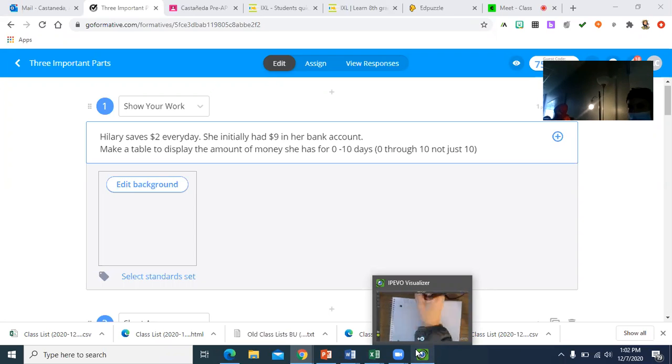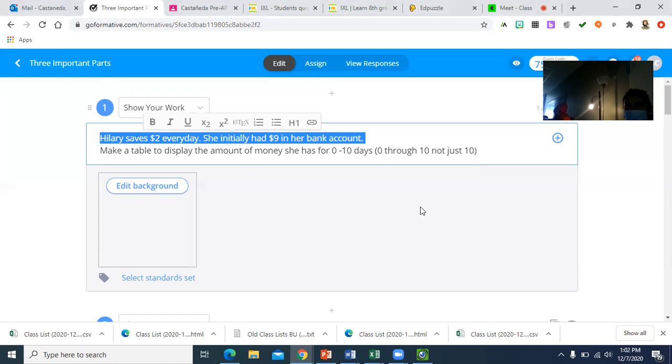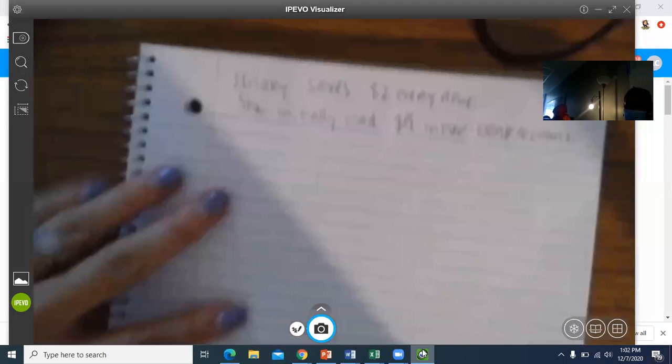Can you see, Francine? Can you copy? I'm copying this part right here. Oh, $2. Right there, number 1. She initially had $9 in her bank account. So that's what I'm copying right here. Copy that in your journal. I already copied it in mine. That's what it should look like.